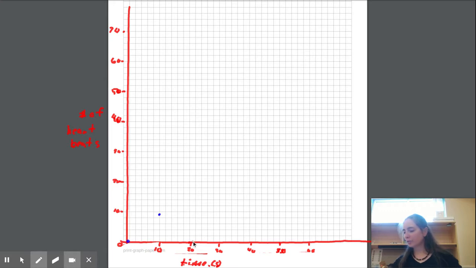And then at 20, it's 21. So I'm going to go up my 20 line here and across. Now that's 22, so it's going to be right in the middle there. And then at 30, it's 34. So I'm going to go up. This is a lot easier if you use a ruler. And it's 30, so 30, 32, 34.